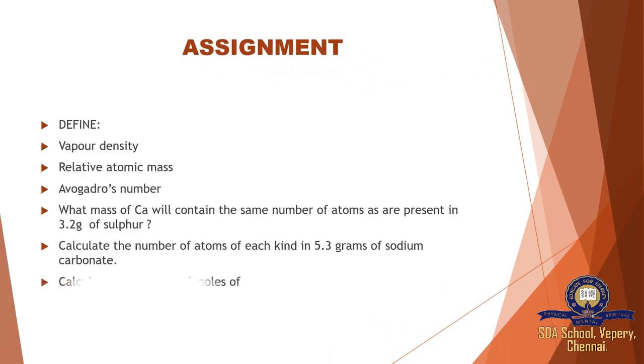Here is your assignment. Define vapor density, relative atomic mass, Avogadro's number. What mass of Ca will contain the same number of atoms as present in 3.2 gram of sulfur? Then, the same sum we did earlier for water molecule, the same thing you are going to apply for this sum. Calculate the number of atoms of each kind in 5.3 gram of sodium carbonate. First you are going to find out the molecular mass of sodium carbonate. In that you can find out 5.3 gram. I also taught this in this session.